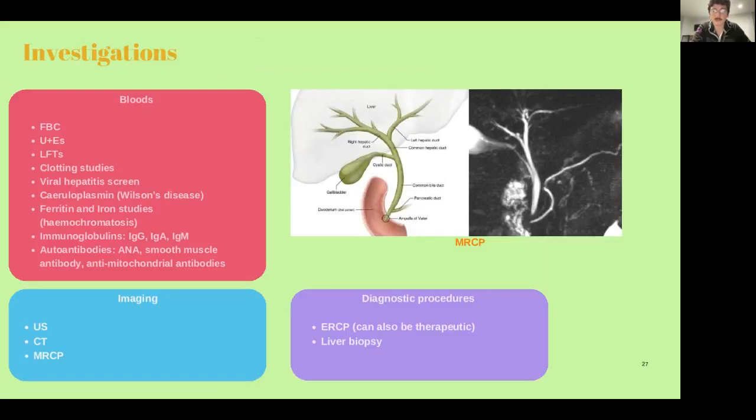And then imaging, ultrasound, CT, MRCP. It sort of depends on the cause which you're suspecting there. And then diagnostic procedures, ERCP, which can also be therapeutic, as we've talked about in cases of bile obstruction like cholangitis. Or if you think it's to do with a liver problem, then you can do liver biopsy as well. For things like if you think it's a cancer or if you think it's an autoimmune problem as well, histology might be useful there.